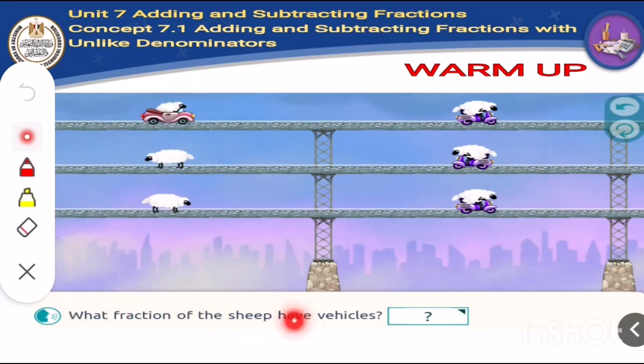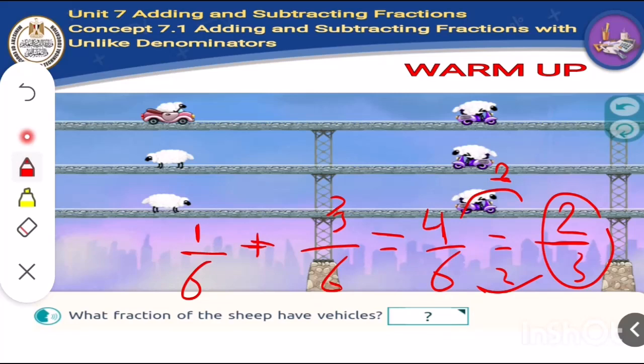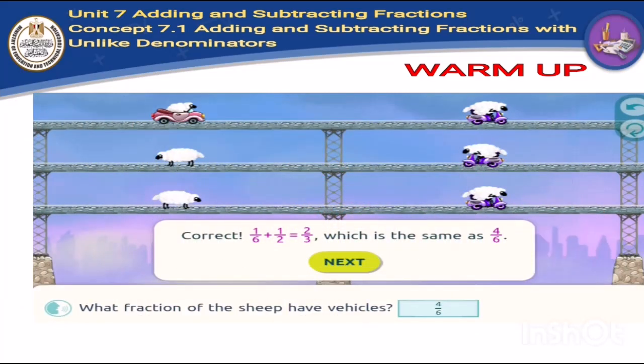What fraction of sheep have a vehicle in total? Let's count. How many in car? 1/6. Thank you. And how many in motorbike? 3/6. 1/6 plus 3/6 equals what? 4/6. Can I simplify this fraction? Yes, I can simplify by dividing the numerator and the denominator by 2. 4 divided by 2 equals 2, and 6 divided by 2 equals 3. So 2/3 is the answer. Okay, 4/6 or 2/3.